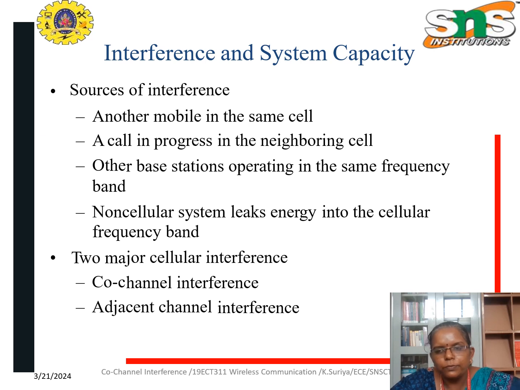There are several sources from which this interference is caused: another mobile used inside the same cell using the same frequency, a call in progress in the neighboring cell, other base stations operating in the same frequency band, or non-cellular systems which leak energy into the cellular frequency band. These are the reasons which cause interference in cellular networks. There are mainly two major types of interference, co-channel interference and adjacent channel interference. In this presentation, we will see co-channel interference, and we will go with adjacent channel interference in the next presentation.